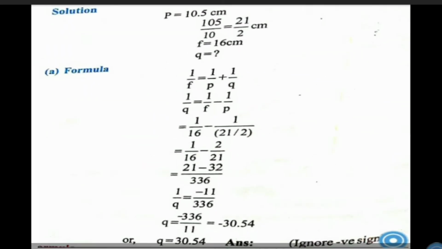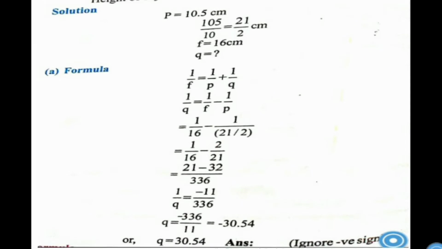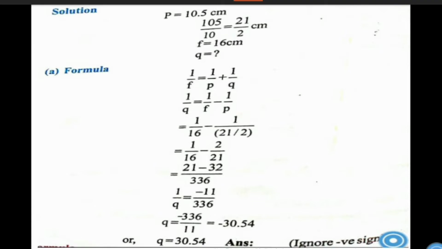Now here we have HO 30 centimeter, p 10.5, and 10.5 we will convert into a fraction, which will become 105 upon 10, which will be equal to 21 upon 2. We have focal length 16 centimeter. We have to find q. We will apply the mirror formula.